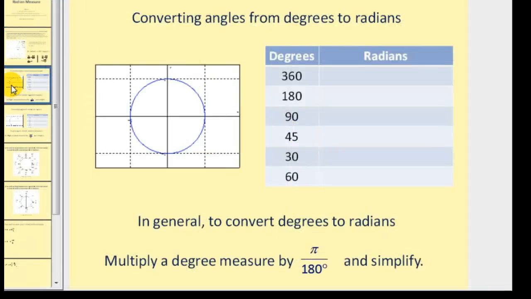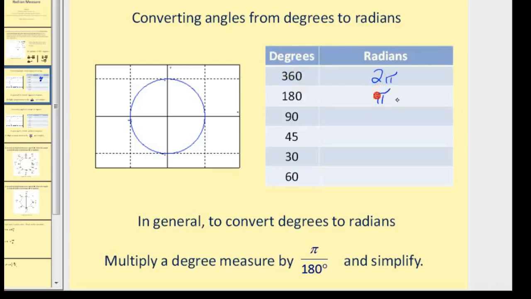Let's go ahead and convert some angles in degrees to radians. What we do is multiply the degree measure by pi over 180 degrees and then simplify. Some of these we should already know: by definition, 360 degrees is equal to 2 pi radians. And of course, 180 degrees is half of 360 degrees, so half of 2 pi would be pi radians.